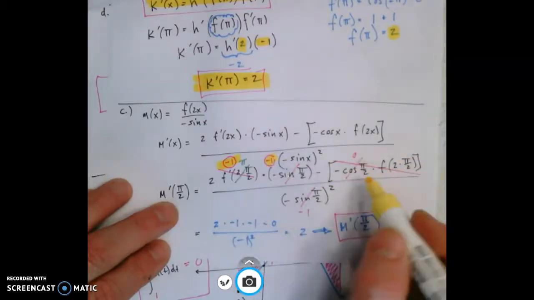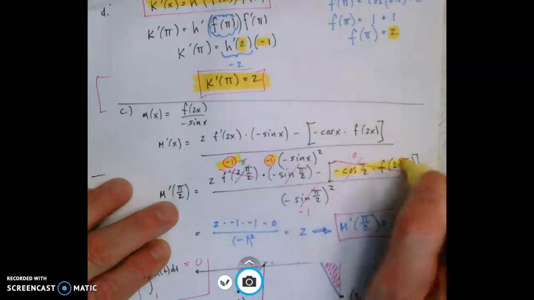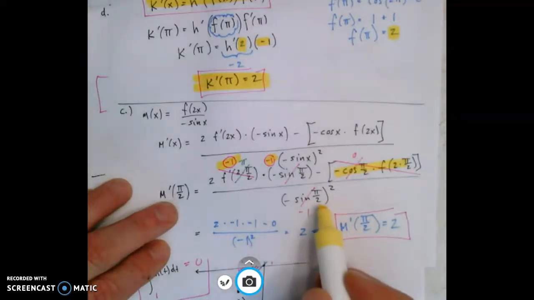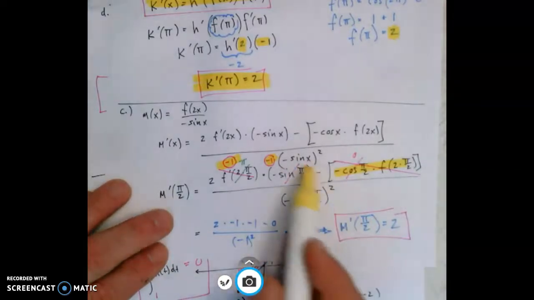Cosine of pi we know to be 0. This whole thing is 0, therefore. And then sine of pi we already determined to be 1. This is negative 1 quantity squared, so positive 1. So then I move this stuff down here.